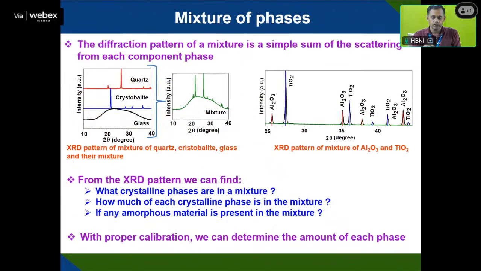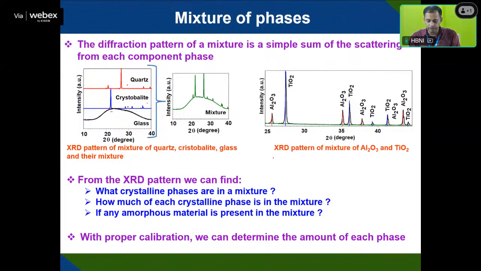If you see a mixture of phases in an XRD pattern, for example, in glass you are getting a broad amorphous peak. In cristobalite, you can see the fixed peak positions. In quartz, there is a different type of X-ray diffraction pattern. If all are mixed, those mixed phases can be separated out by using X-ray techniques, say X-ray diffraction.